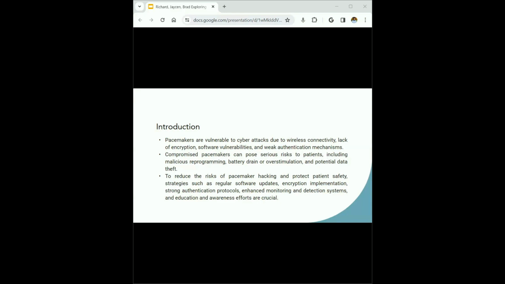These are security mechanisms which require regular updates, a strong encryption algorithm, and strong authentication protocols. They also require enhanced monitoring and detection systems, and awareness and education for the people using them, because some of them are not very tech savvy and don't know the consequences if their devices were compromised.